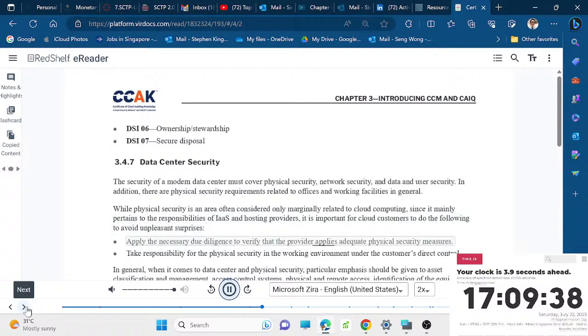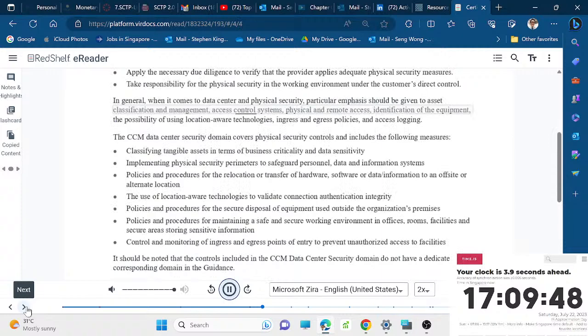Apply the necessary due diligence to verify that the provider applies adequate physical security measures. Take responsibility for the physical security in the working environment under the customer's direct control. In general, when it comes to data center and physical security, particular emphasis should be given to asset classification and management, access control systems, physical and remote access, identification of the equipment, the possibility of using location-aware technologies, ingress and egress policies, and access logging.